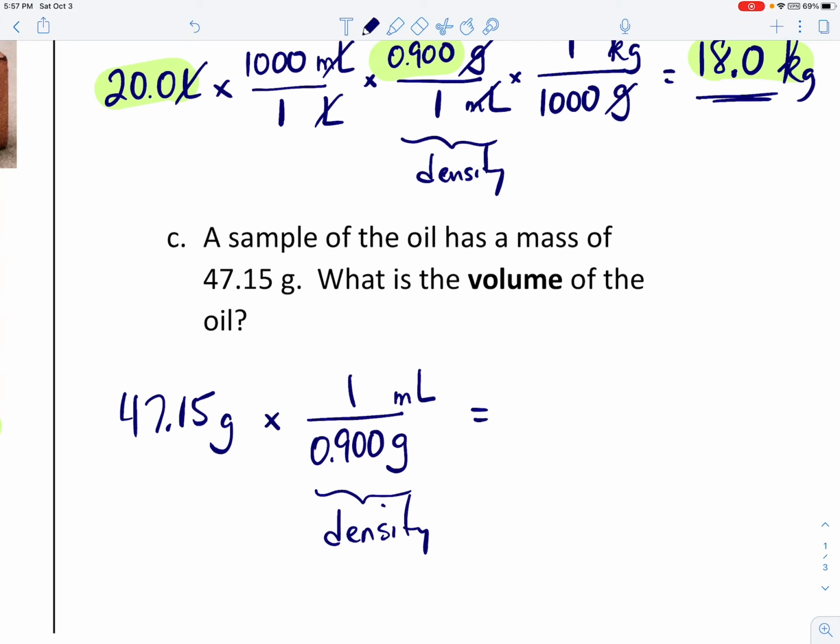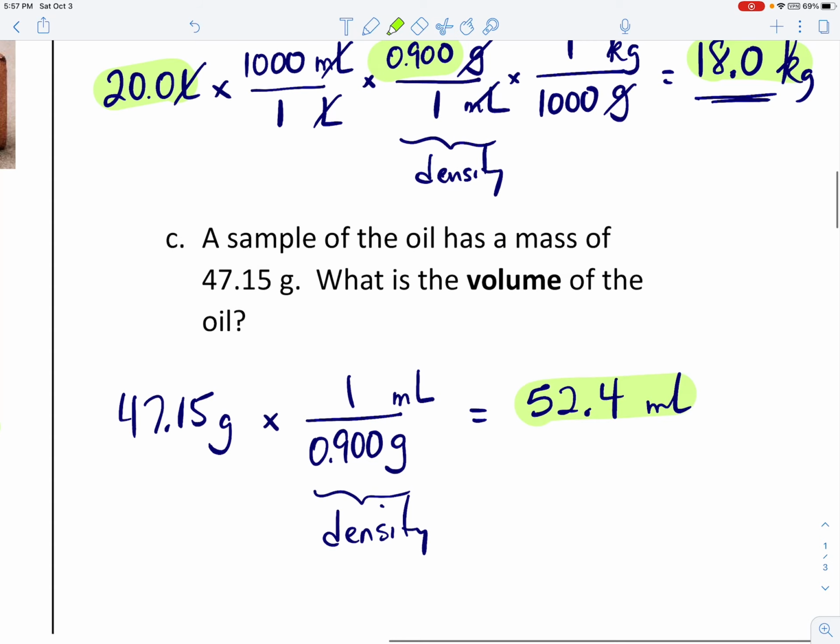47.15 divided by 0.9. The calculator gives me this big long answer, but I'll round it off. 3 digits, 52.4 milliliters.